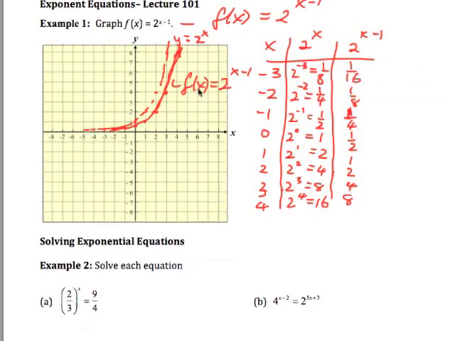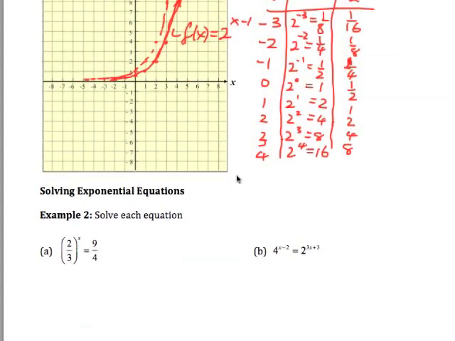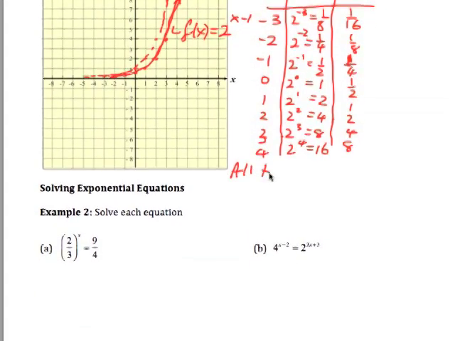So you can see that we have stretched it out here. Now it's very hard to draw it here because it gets so small. The thing to remember is that all the same translations apply.